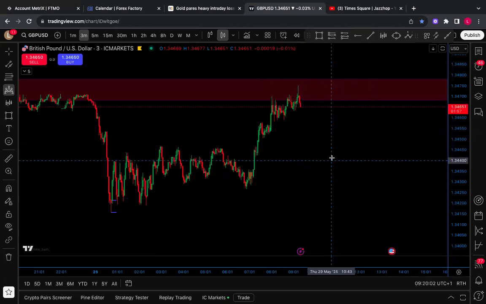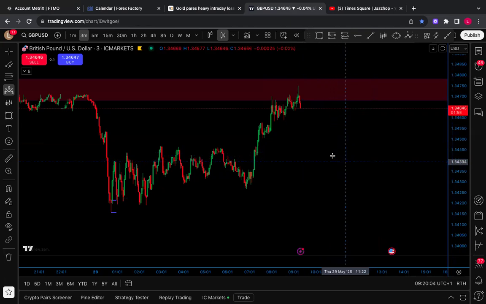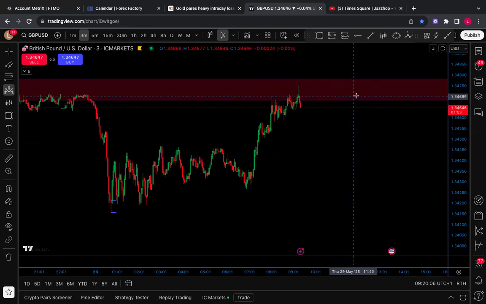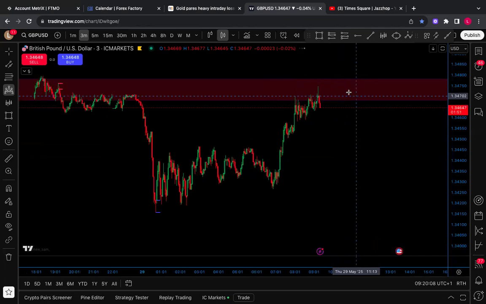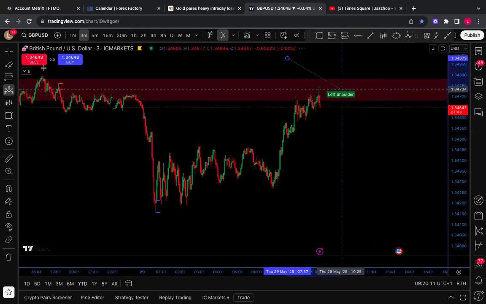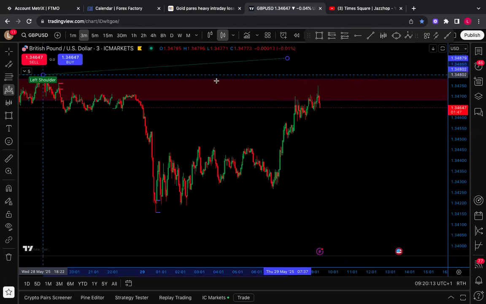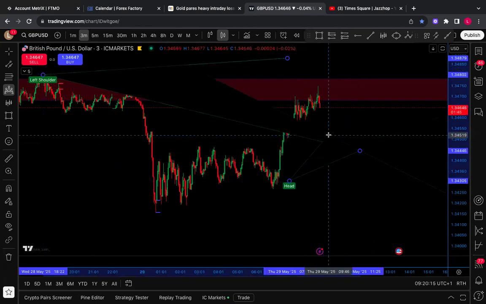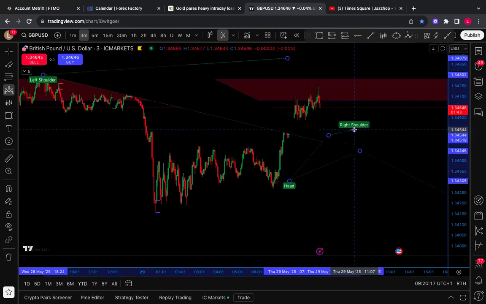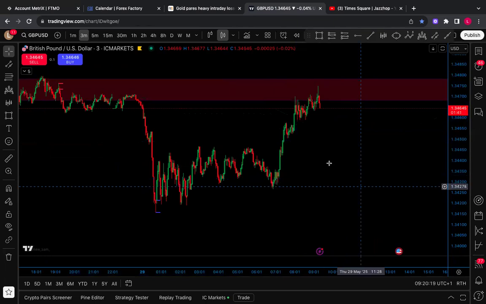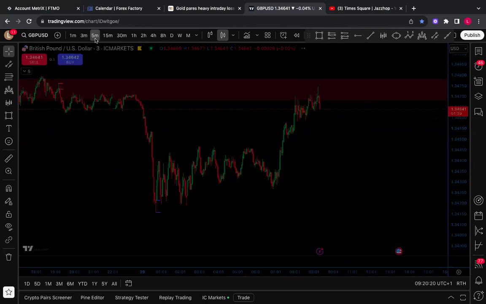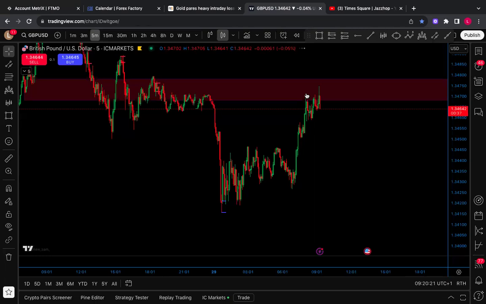So say it's down here or something like that, and then 1:30 comes, and then it spikes up to there. Then you could get in there with a stop loss just above here. That's the way I'd approach that. You could have your first entry around here.